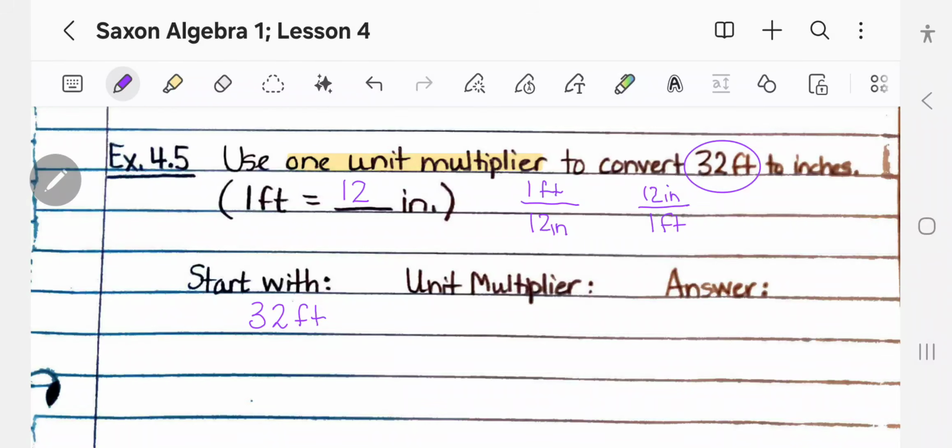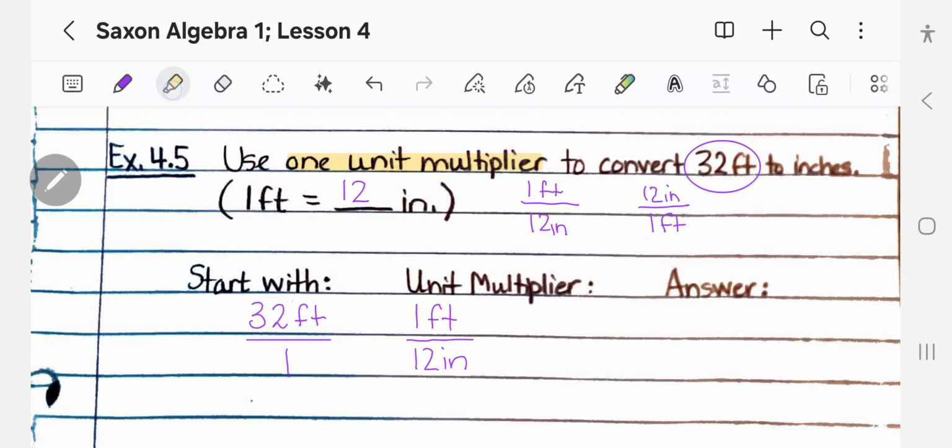32 feet. All right, now I need to pick a unit multiplier, and it has to be one of these two that relates to the units that we're using in the problem. Both of these are equal to 1. 1 foot is equal to 12 inches, and 12 inches is equal to 1 foot, okay? But how do I know which one to use? Well, I'm going to write this 32 feet over 1 and make it a fraction. Okay, we can do that, put a whole number over a 1. I want to pick the unit multiplier that goes here so that the units will cancel out.